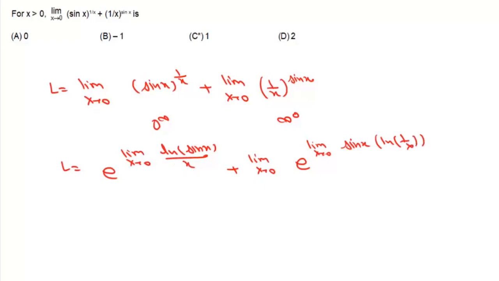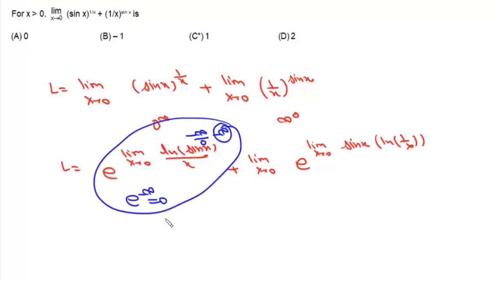Now first we'll check its form. So this is log 0, which is minus infinity, and minus infinity upon 0 is actually minus infinity. So this is e to the power minus infinity, and e to the power minus infinity is 0. So the value of this first limit is 0.